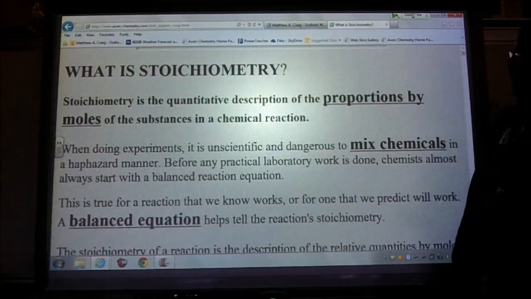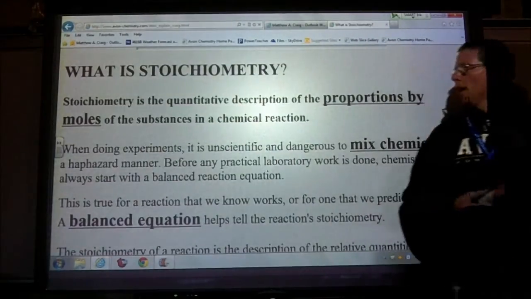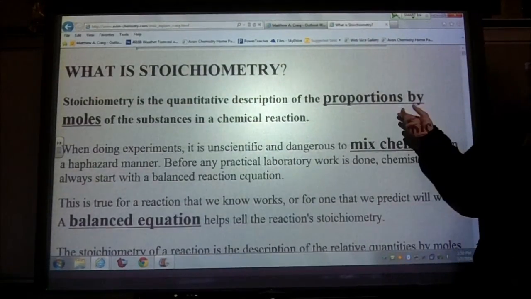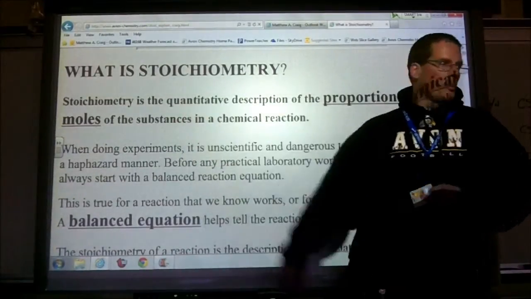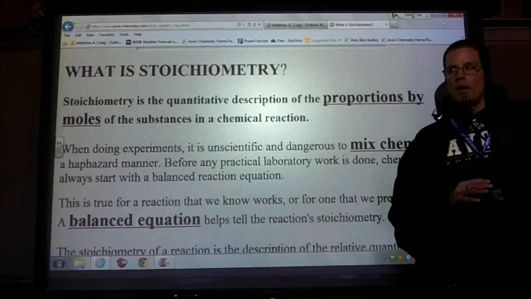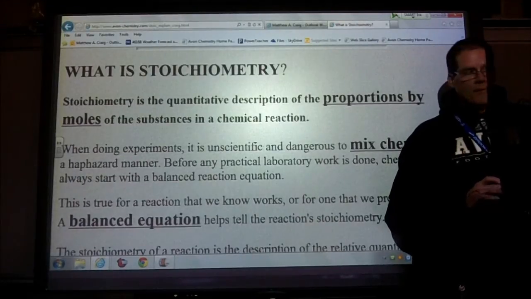Stoichiometry rocks. Now, when we talk about stoichiometry, we're talking about a quantitative description of proportions of moles. So when we look at the periodic table, and you have your periodic table out, like a good chemistry student would.